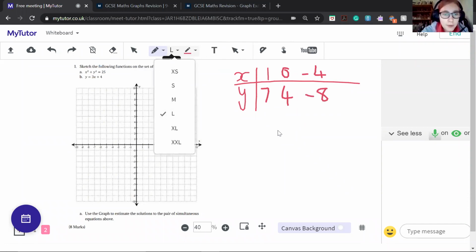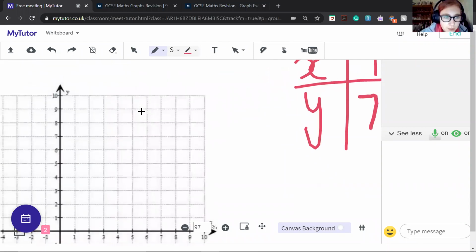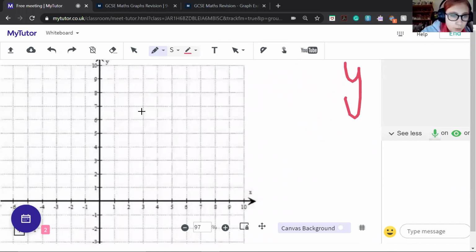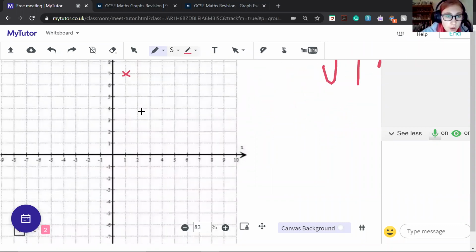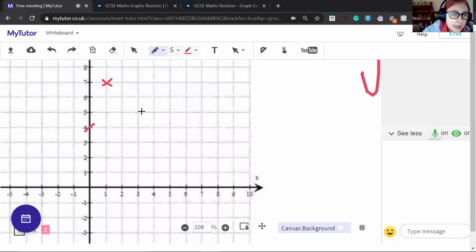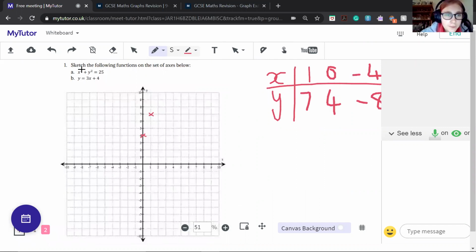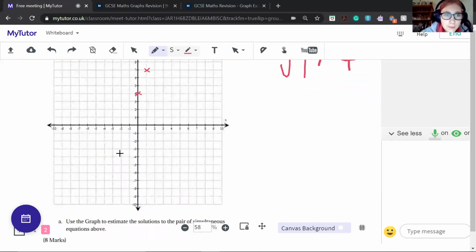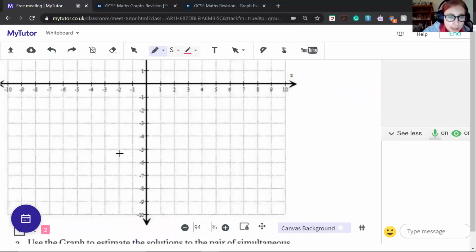So let's go ahead and plot these on here. So the first one is the point 1, 7. So I'm just going to zoom in to make sure that I can plot it, okay? 1, 7 is here. Next point is 0, 4. Well, we knew that it would be here anyway because it's a y equals mx plus c. So the y-intercept here is 4. And then finally, minus 4, minus 8.